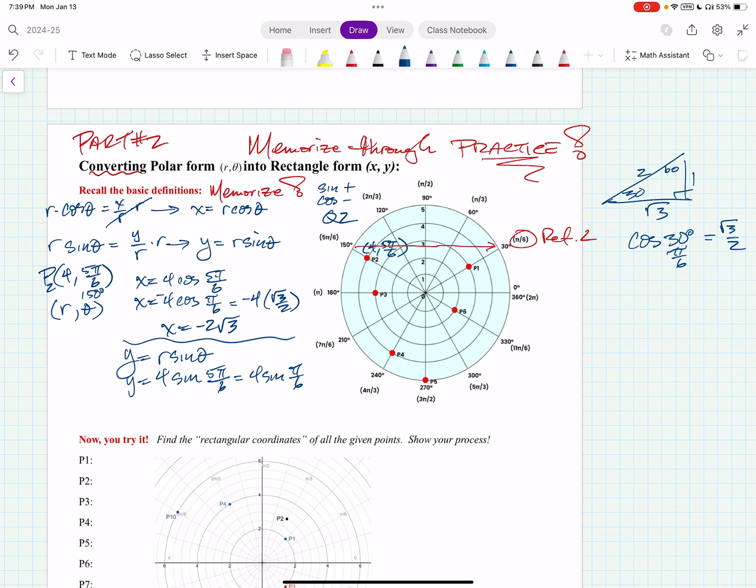And if you look at the triangle in the upper right, SOHCAHTOA, the sine function is equal to opposite divided by hypotenuse. So the sine of 30 degrees is 1/2. So y is equal to 4 times 1/2, which means it's equal to 2. So the y-coordinate is 2. So my point P2 in rectangular form is negative 2 root 3, comma 2. That's x comma y. That's your rectangular form.